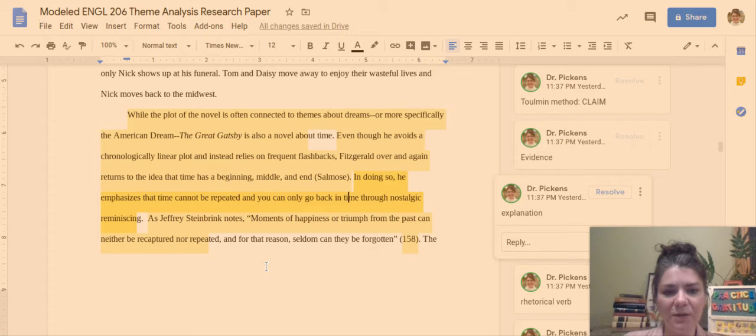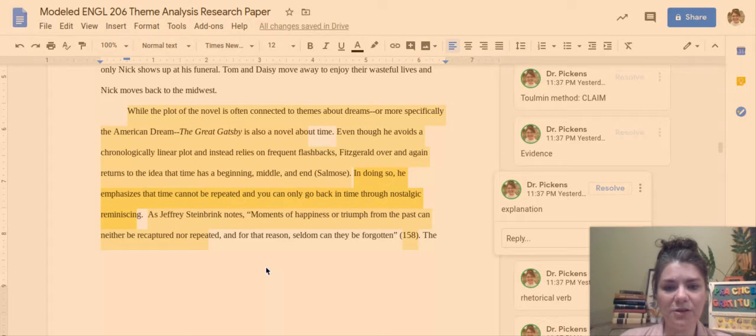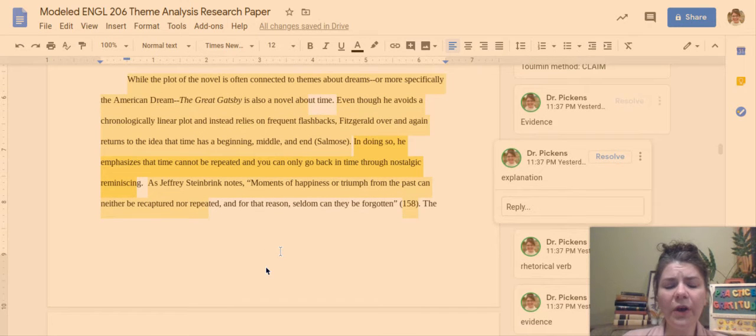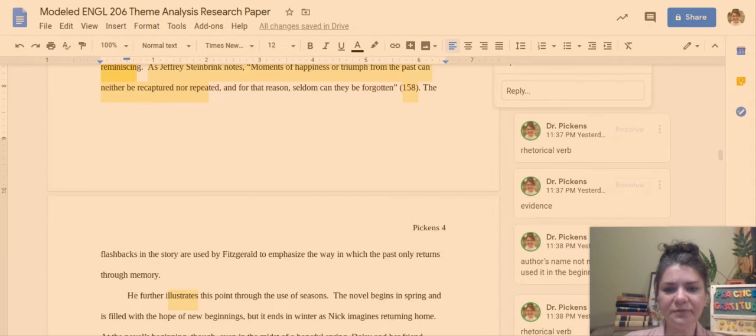As Jeffrey Steinbrück notes, moments of happiness or triumph from the past can neither be recaptured nor repeated, and for that reason, seldom can they be forgotten. Okay, so here's my text evidence. Because I mentioned the author's name as a way of introducing the quotation, I just need to put my page number in the parentheses here. I don't need to put his name again.